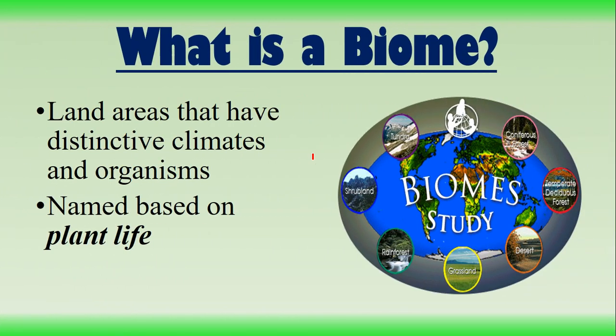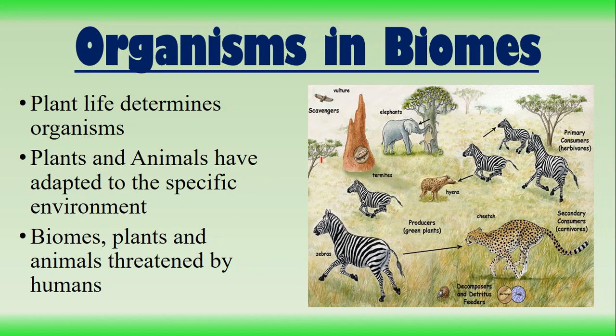So what is a biome? It's a land area that has distinct climates and organisms. Now biomes are named based off the plant life, because plant life determines what animals will live there, what animals eat the plants, and what animals eat those that eat the plants. And with organisms in biomes, plant life determines the organisms, kind of like what I said.